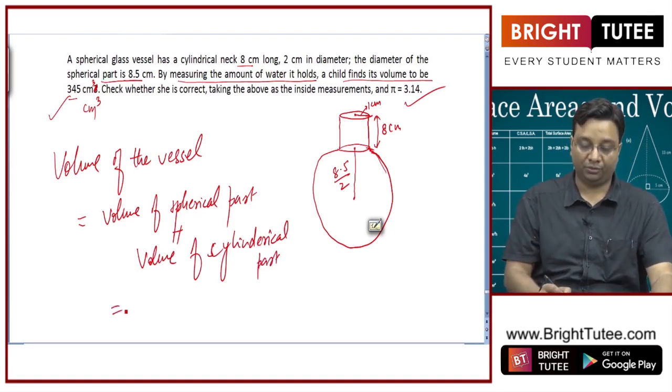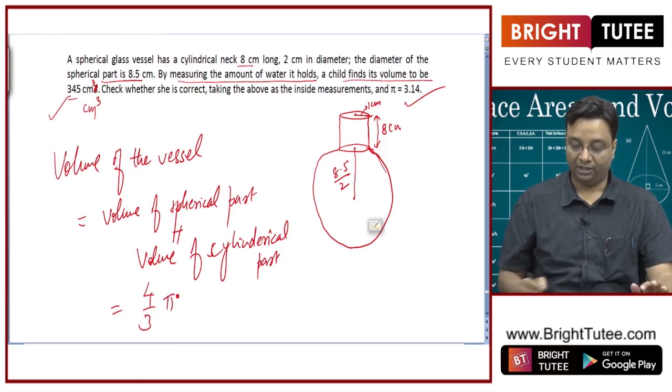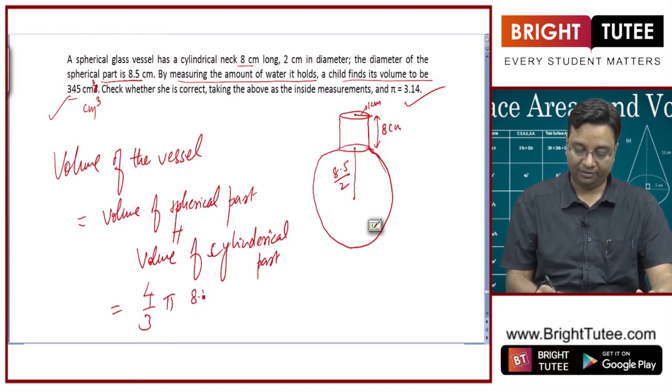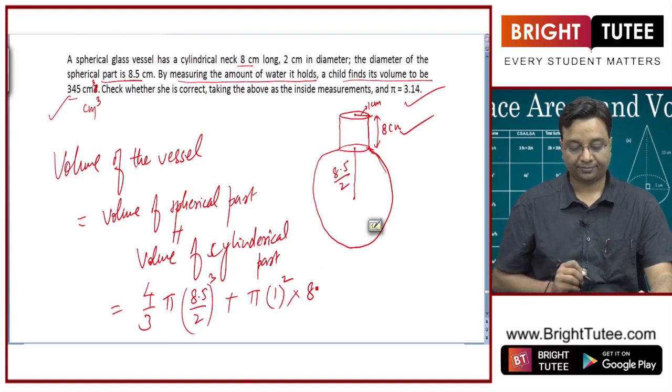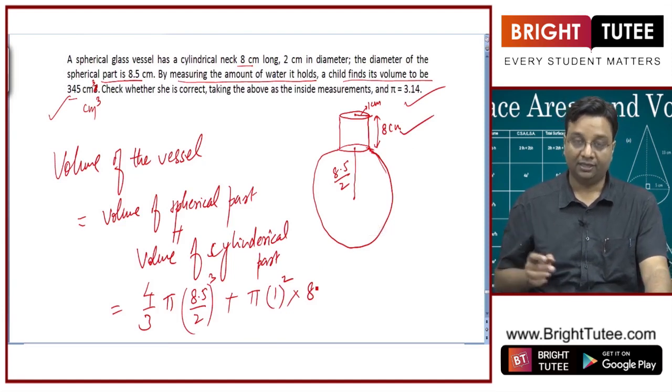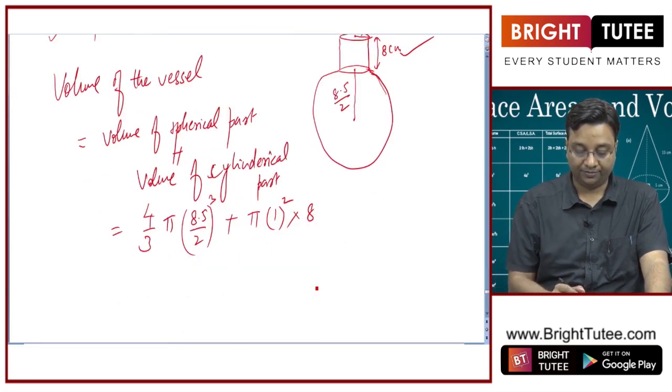So what is the volume of the spherical part? 4 by 3 pi radius cubed. So what is the radius? 8.5 by 2, and you need to cube it. What is the volume of the cylindrical part? Pi radius squared. So radius is 1, height which is 8. This is the volume of the vessel, and we need to put the value of pi as 3.14 for the calculation.